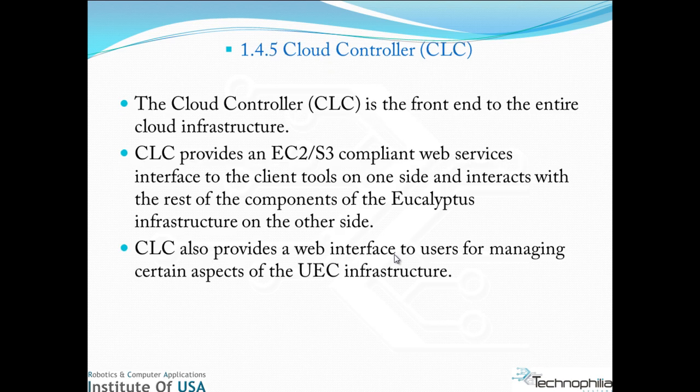And the last component is the Cloud Controller. The Cloud Controller, CLC, is the front end to the entire cloud infrastructure. CLC provides an Elastic Compute Cloud and Simple Storage Service compliant web services interface to the client tools on one side, and interacts with the rest of the components of the Eucalyptus infrastructure on the other side. The Cloud Controller also provides a web interface to users for managing certain aspects of the UEC infrastructure.